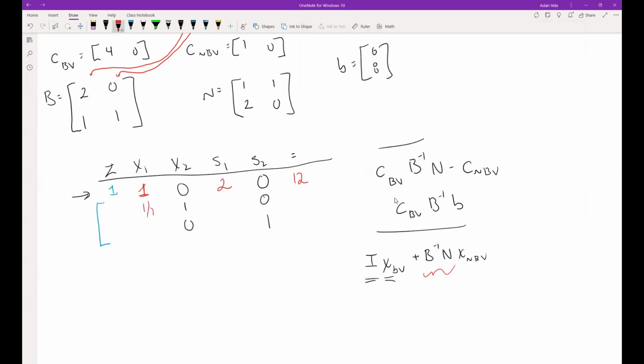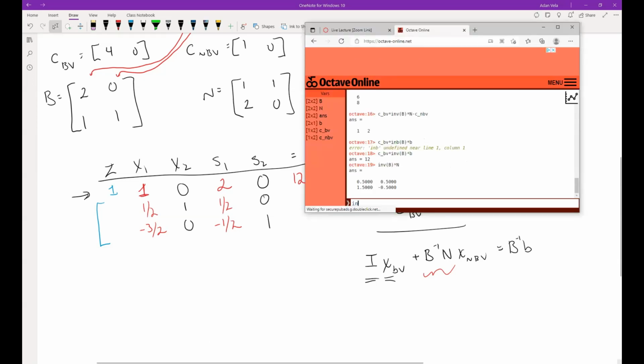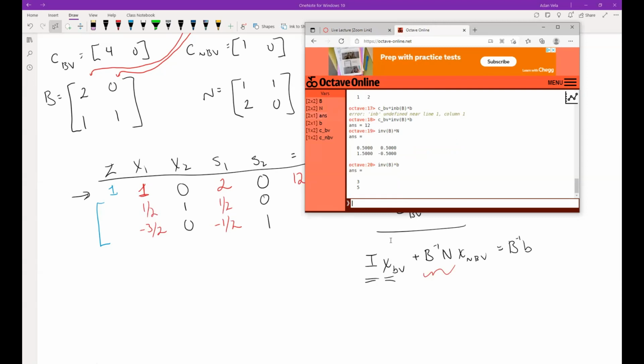So that's 1/2, negative 3/2, and then I think it was 1/2 and negative 1/2, right? Now, all that is equal to something, right? So what's the right-hand side? In this case, that's just given by B inverse B. So we get 3 and 5.